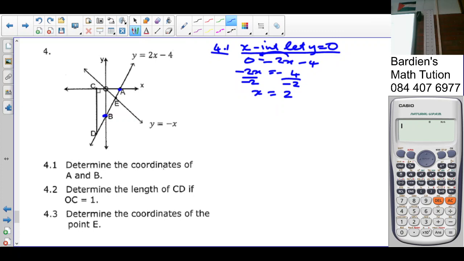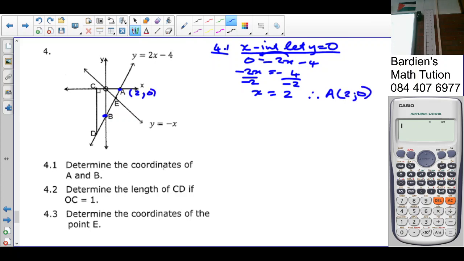Have I answered the question? Have I answered the question, people? No. What is the question? Let's calculate the coordinates of A. Therefore, A is going to be 2 and 0.